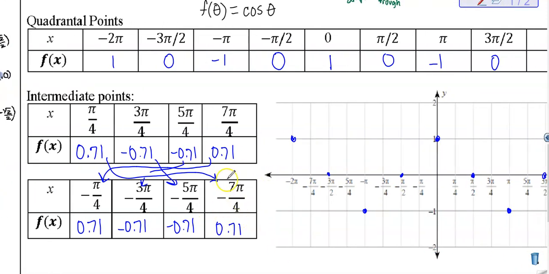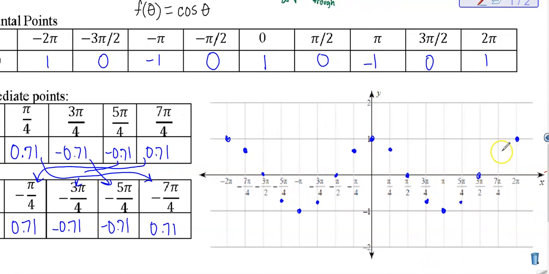So I think I'll just start right here at negative 7 pi over 4, and we're about right there. Just give it a go, you know. At negative 5 pi over 4, we're down here. And at 3 pi over 4, we hit the valley, and now we're headed back up. At negative pi over 4, we're back at positive 0.71. Then at pi over 4, we're headed back down to 0.71. 3 pi over 4, we're at negative. 5 pi over 4, we're at negative. And then at 7 pi over 4, we're back up at positive.